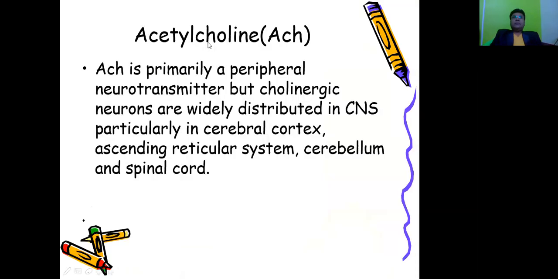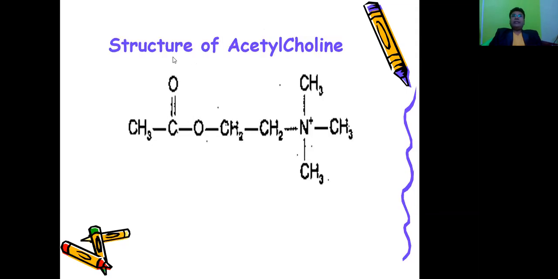Now, neurotransmitters. Acetylcholine is a peripheral neurotransmitter, but the neurons are also widely distributed in the central nervous system, typically in the cerebral cortex, reticular system or semi-reticular formation, cerebellum, and the spinal cord. This is the structure of acetylcholine.